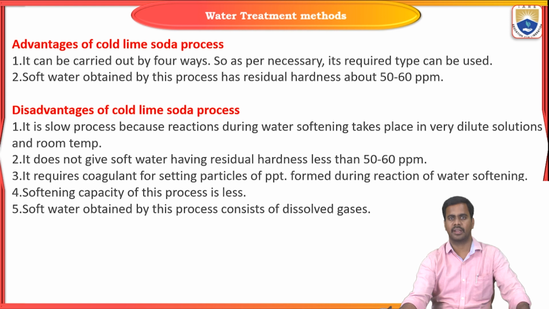Disadvantages of the cold lime soda process. It is a slow process because reactions during water softening take place in very dilute solutions at room temperature. So it does not give residual hardness less than 50 to 60 ppm. Up to 50 to 60 ppm of hardness we can remove by using the lime soda process.